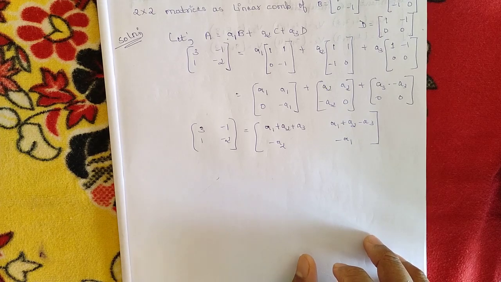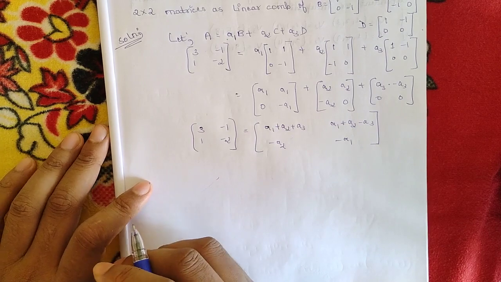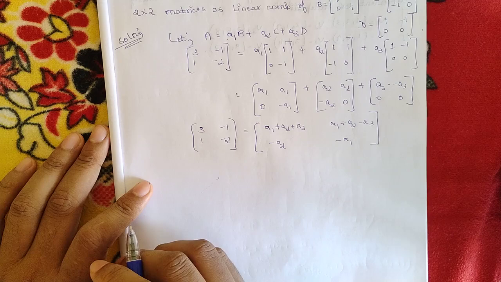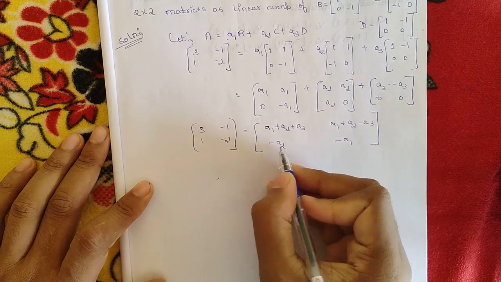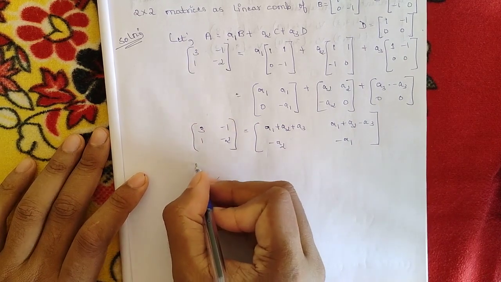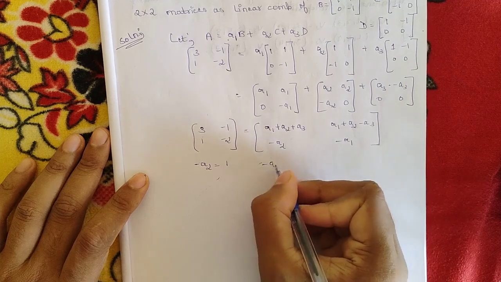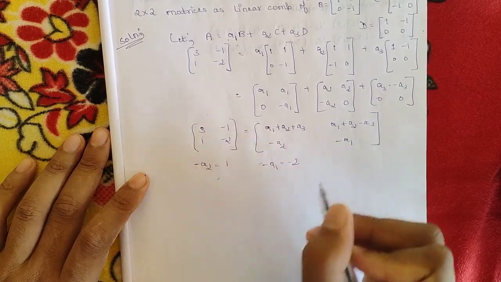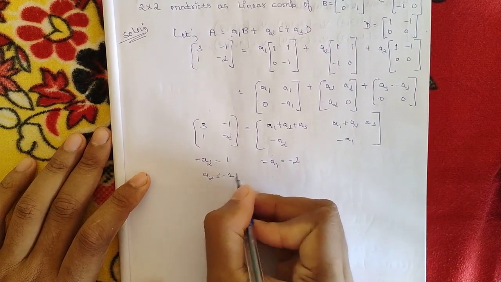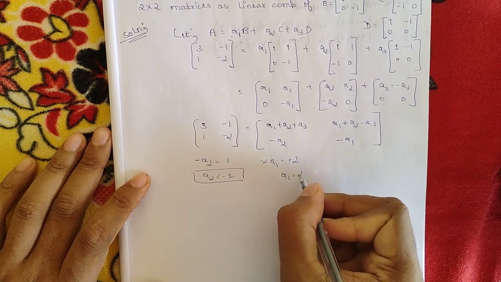Okay, so if you observe here, directly we got two values easily, that is A1 as well as A2. See here, we have minus A2 equal to 1, right? Also we have minus A1 equal to minus A2. So if minus A2 equal to 1, then A2 would be equal to minus 1, and the minus signs cancel, so A1 would be equal to 2.